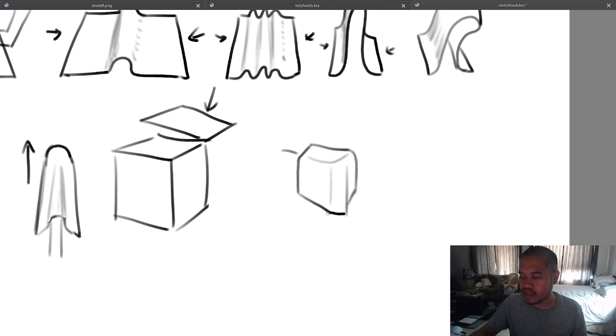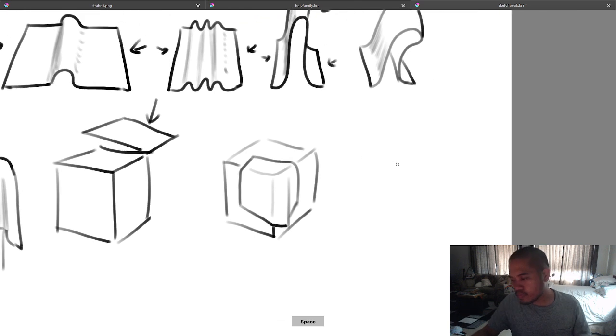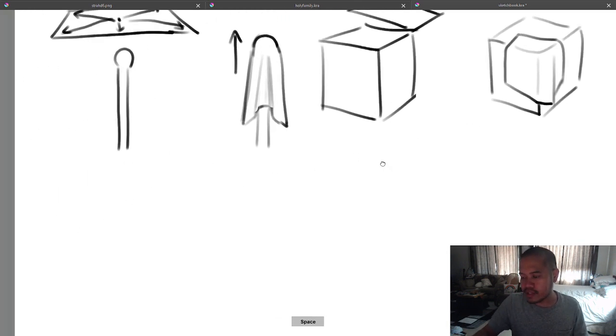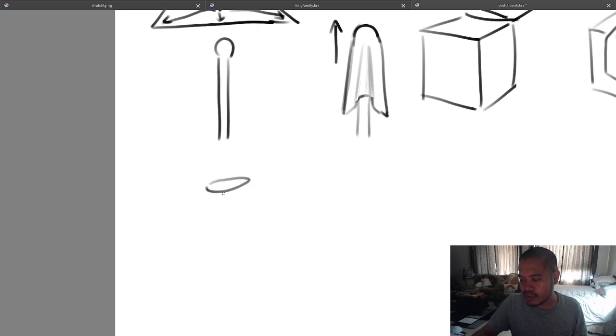Something like that. And depending on if the box is slippery or if it's sticky, the cloth might stay there or it might fall down. So when we're thinking about clothes now, let's go back to our past demonstration on legs. So I'm just going to draw a leg here.